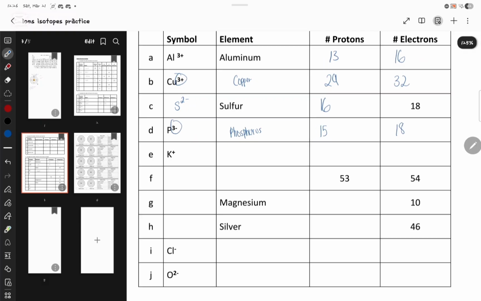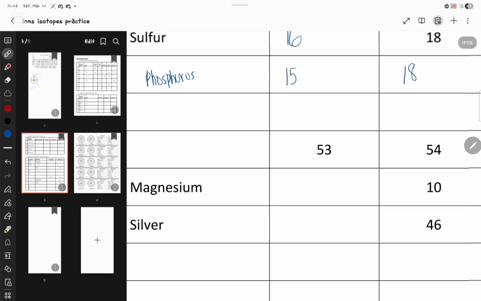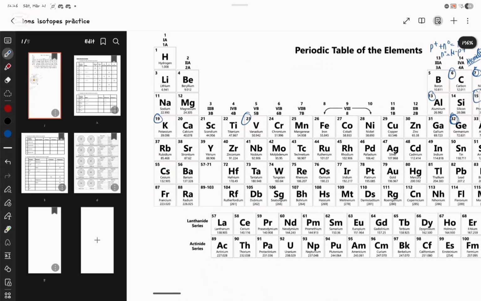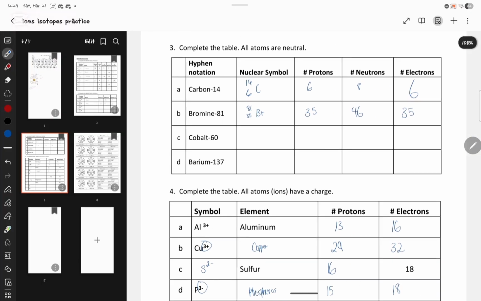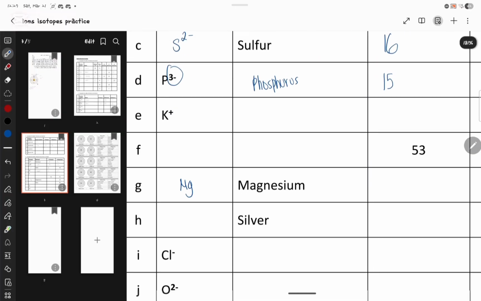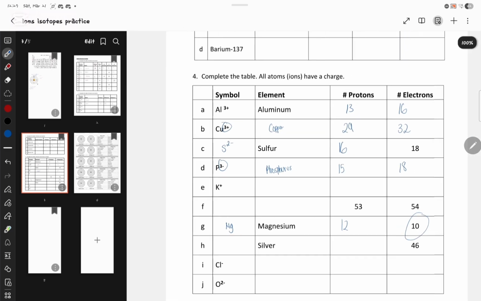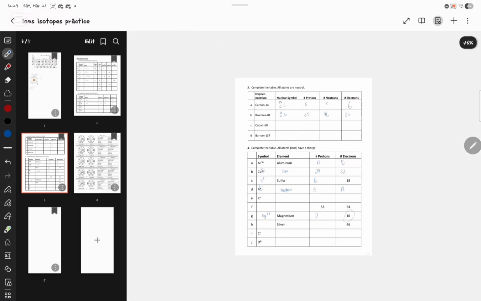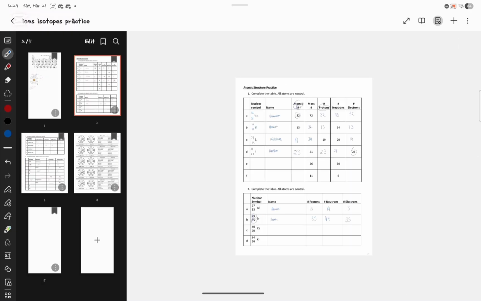Okay, last one, magnesium, Mg. We do know number of electrons, so let's go find Mg. Where is it? 12. So 12 is your number of protons. Number of electrons is 10. It lost 2 electrons, so it will have positive 2 charge. There. That is how to deal with these types of problems.